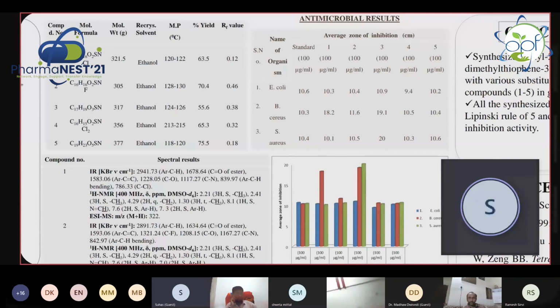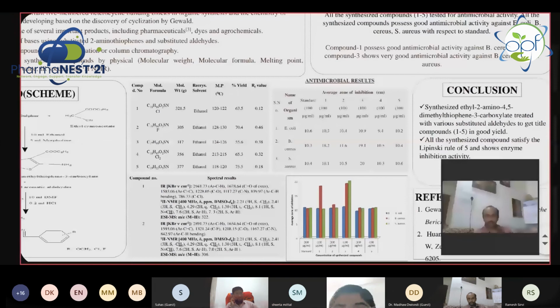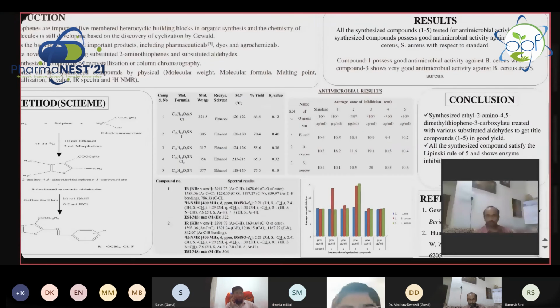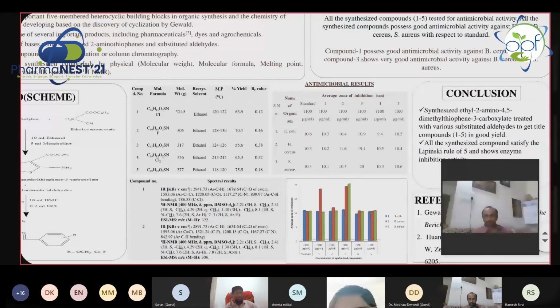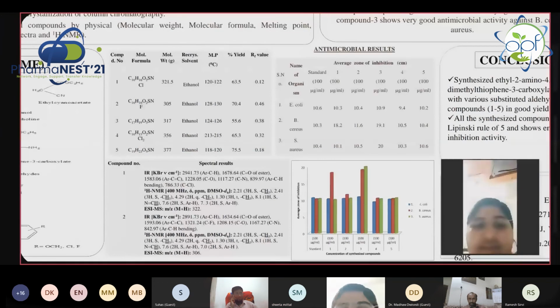Thank you, madam. Among these, which one gave the best activity? Compound 3, sir. That is nothing but 4-methoxybenzaldehyde, sir. By using 4-methoxybenzaldehyde, we get more antimicrobial activity against Bacillus cereus and S. aureus, sir.